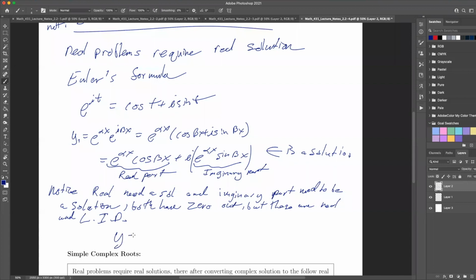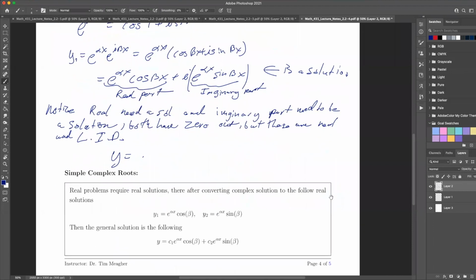And so our solution becomes the following. For a complex solution, I guess I don't need to write it down. This is my first solution. This is my second solution. And therefore, the general solution is the following. Okay.